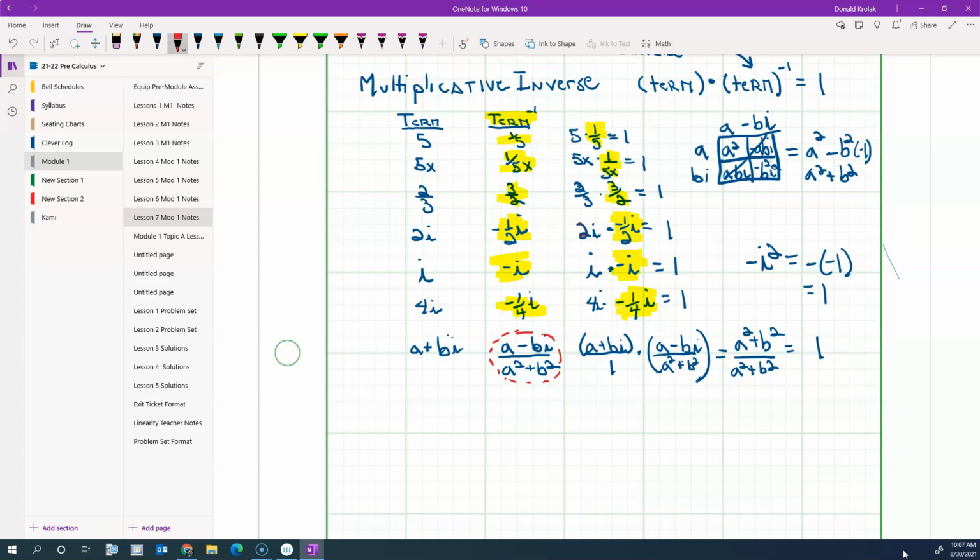All right, so the multiplicative inverse of, if I had, let's say, 4 plus 3i and 7 minus 2i, we want to know what's the multiplicative inverse.